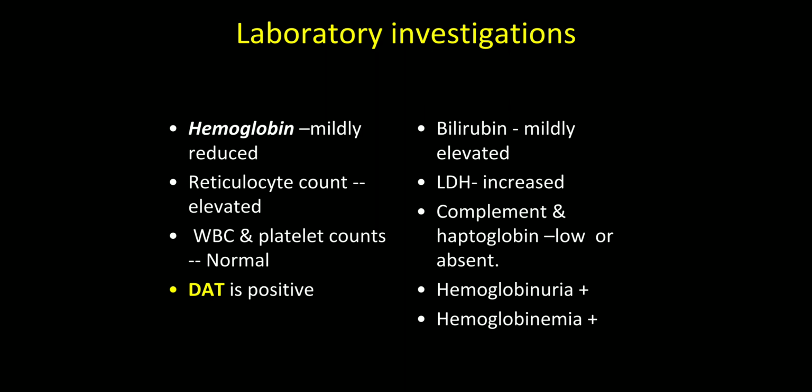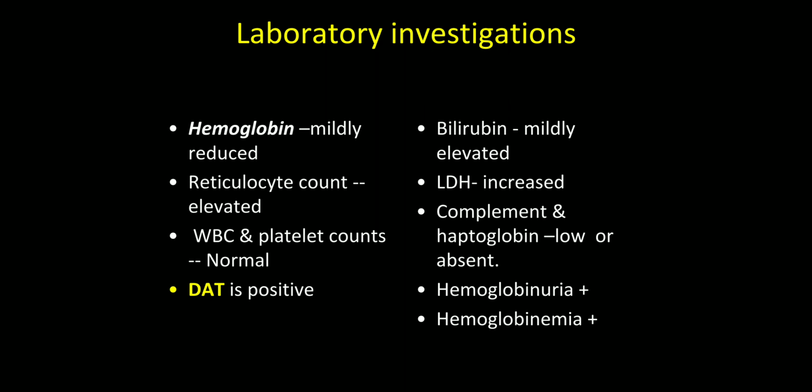Now, what are the laboratory investigations? Hemoglobin, I told you, it can be reduced. Reticulocyte count is elevated. Why? It is because there is hemolysis, you have increased amounts of polychromatic cells or reticulocytes, because there is accelerated erythropoiesis. WBC and platelets will be normal.